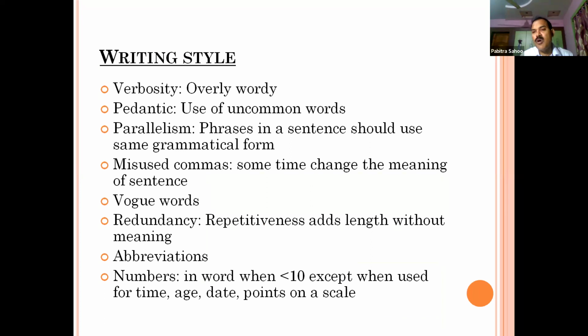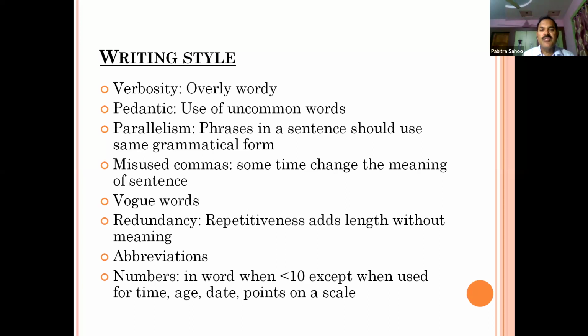So there are certain small tricks while writing your manuscript. It should not be overly wordy. If something can be completed in one line, you should not use three lines to express it. It should not be overly flowery or romantic. Please avoid the use of uncommon words. If you show your English power using uncommon words, it should not be, because all readers will not sit with a dictionary while reading the script. So try to avoid uncommon words.